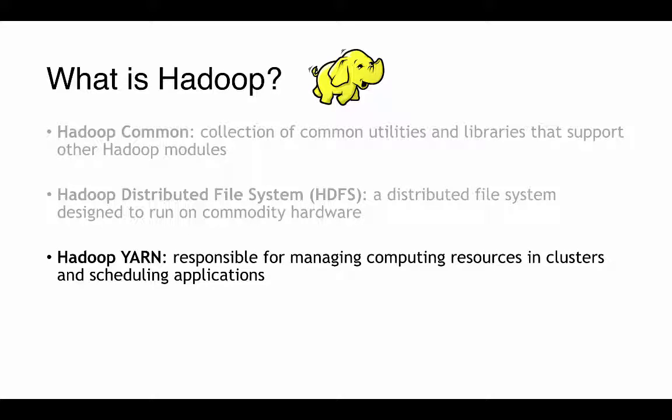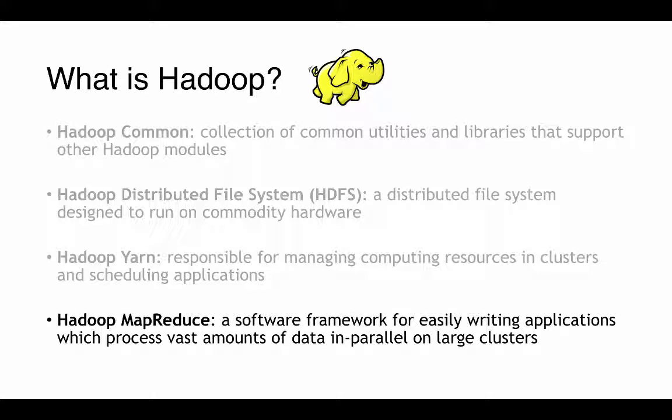Hadoop Yarn is responsible for managing computing resources in clusters and scheduling applications. Yarn can dynamically allocate cluster storage and computational resources, as well as maintain scalability as clusters expand to thousands of nodes. Finally, we have Hadoop MapReduce. This algorithm divides the task into small parts and assigns those parts to many computers connected over the network. It also collects the results to form the final data set. We will explore this in more detail later.